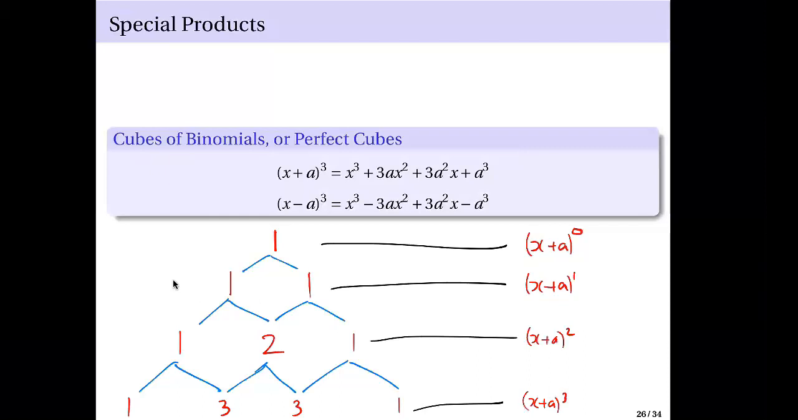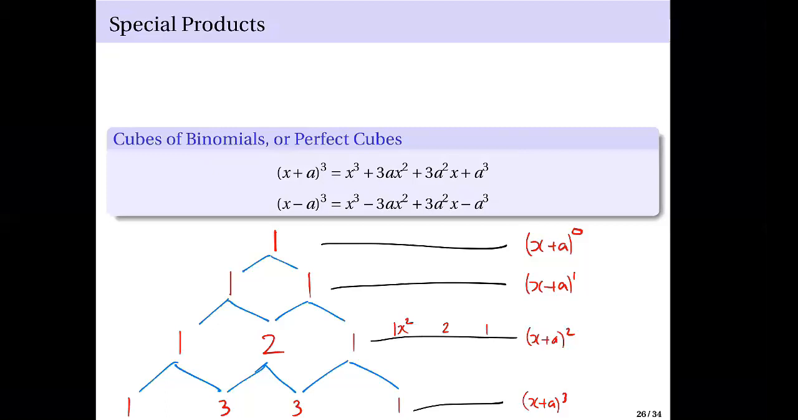What do these numbers represent? They represent the coefficients of x and a. To the 0, it's just the constant 1. To the 1, you just copy x and a. To the 2, you have 1, 2, 1. So there should be a 1 here, a 2 here, and a 1 here. But now, what are the terms? You look at the first term, and you start with the highest possible power, which is squared. So you have x squared.